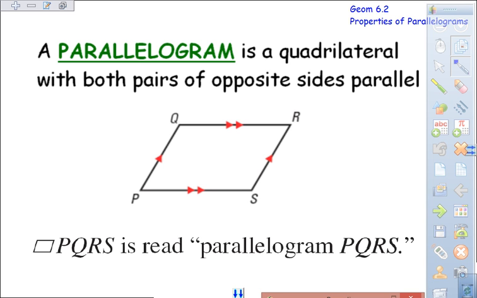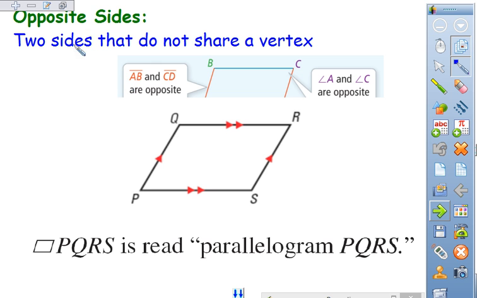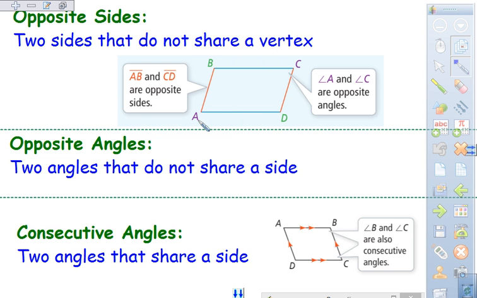Parallelogram QRS is read like that when you use this symbol. Because it's kind of tilted and looks like a parallelogram, that's the symbol for parallelogram. Within our parallelogram, opposite sides are two sides that do not share a vertex. So for example, the reds are opposite and the blues are opposite.